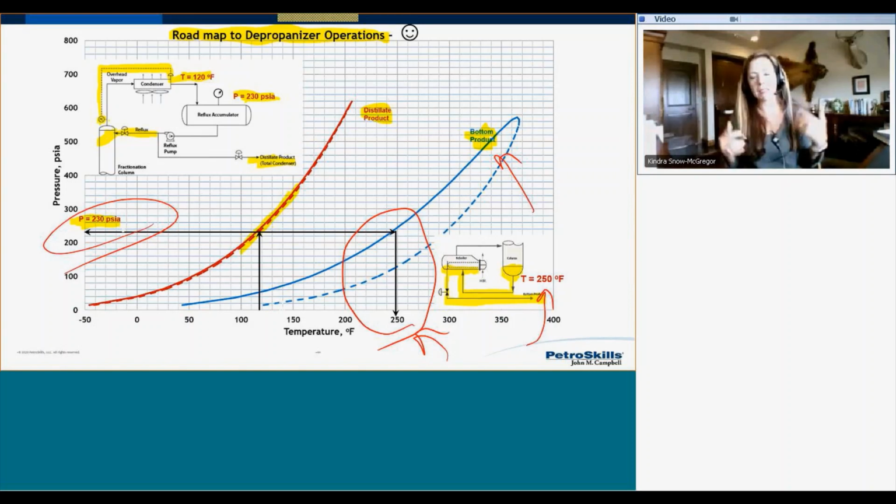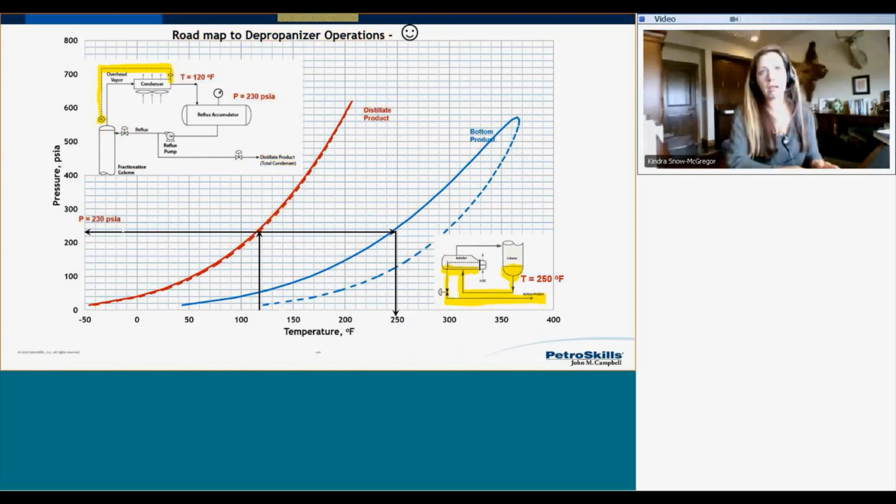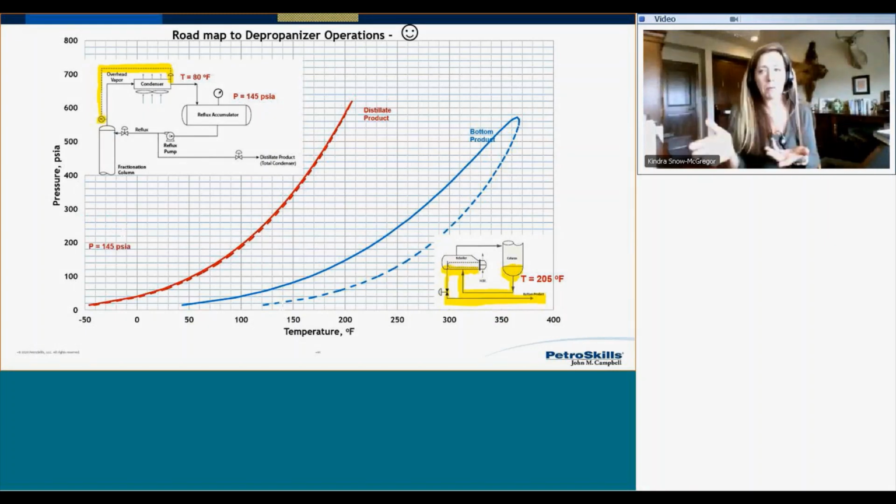When I take a step back and ask what's really happening inside these columns, how can I break this down to the most simple operation? I just need to understand my phase behavior, and then I can understand exactly what my temperature and pressure are going to be for changing ambient conditions. Notice this is an air-cooled condenser. When I think about my facilities, daytime, nighttime, summer, winter, we know we don't always have the same temperature coming out of our air coolers.